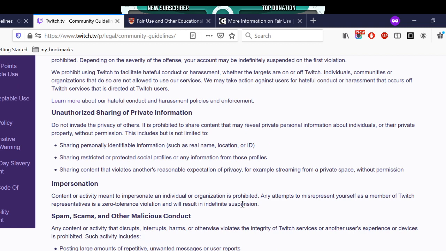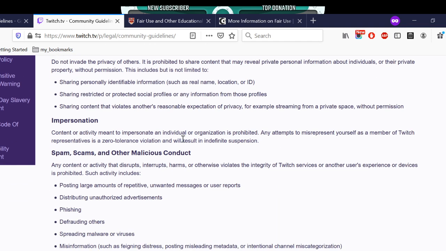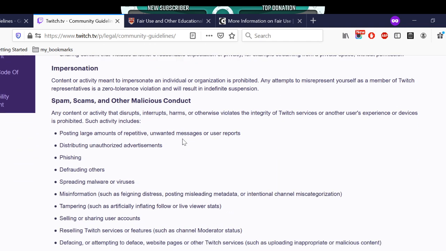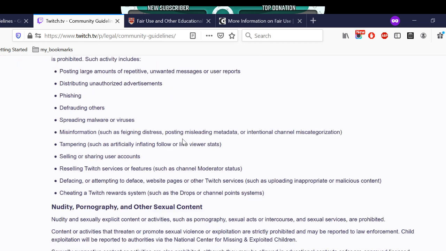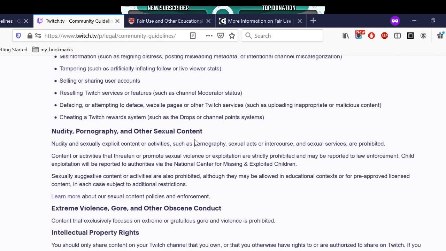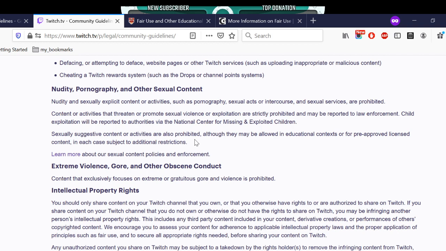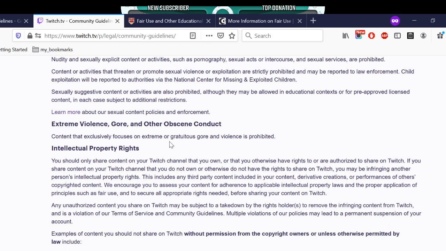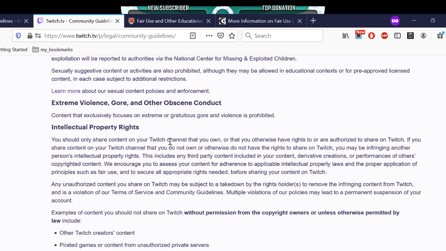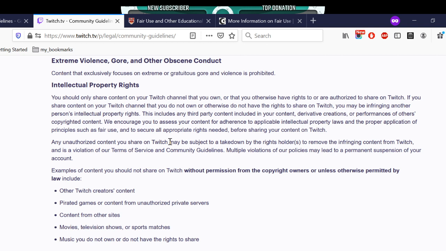Unauthorized sharing of private information, impersonation, spam, scams, and other malicious conduct, nudity, pornography, and other sexual content, extreme violence, gore, and other obscene conduct, intellectual property rights. That seems like what I'm looking for, because books, novels, poems are all intellectual properties because they were made from people's brains.